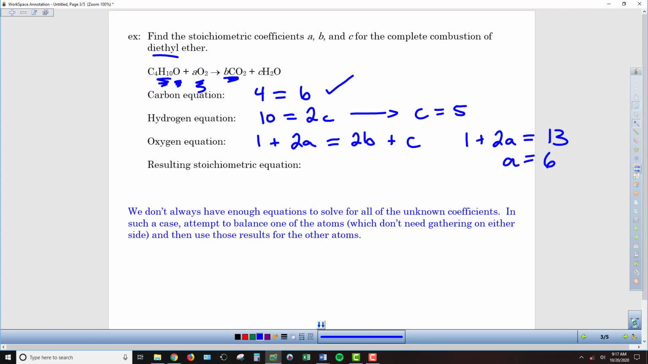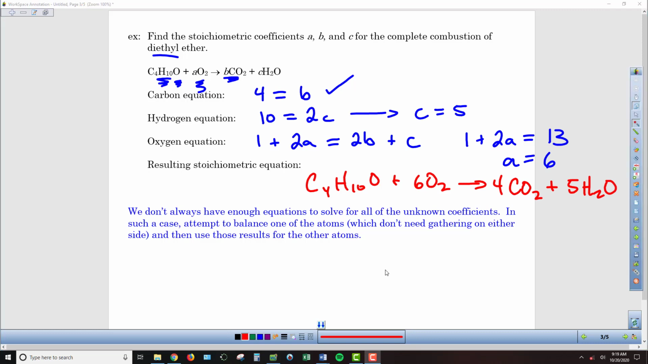So now our balanced equation, we can write it down as the diethyl ether plus, and then A is 6, so 6 moles of oxygen gas is going to produce, B was 4, so 4 moles of carbon dioxide plus, and then C was 5 moles of water. Now in this equation, we had as many equations as we had variables.